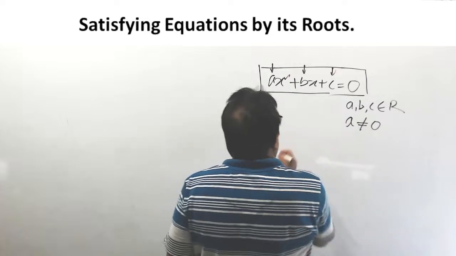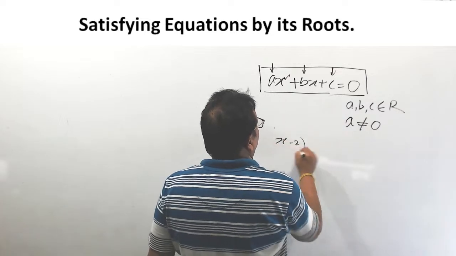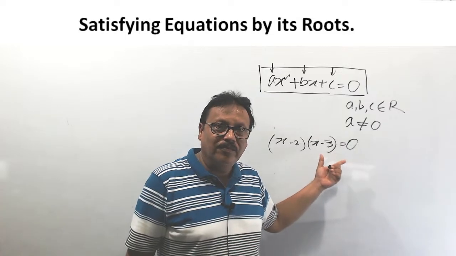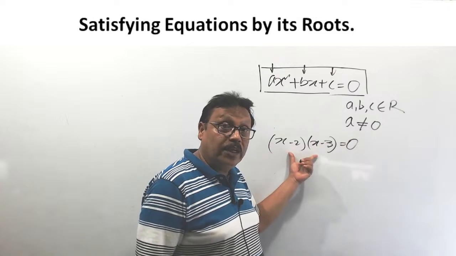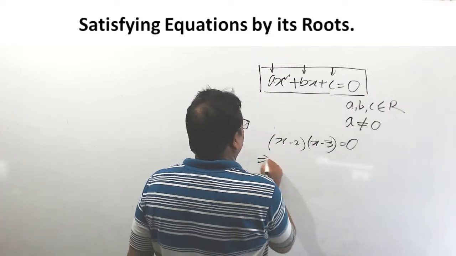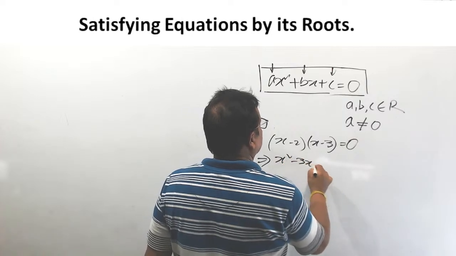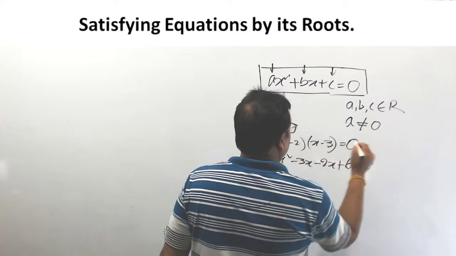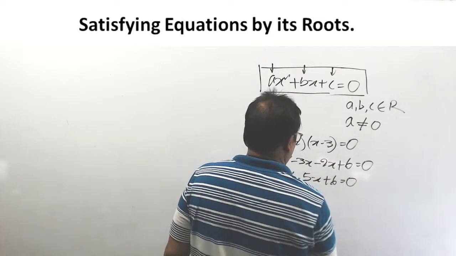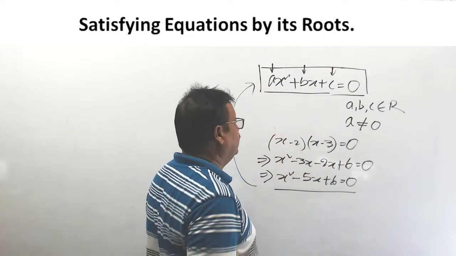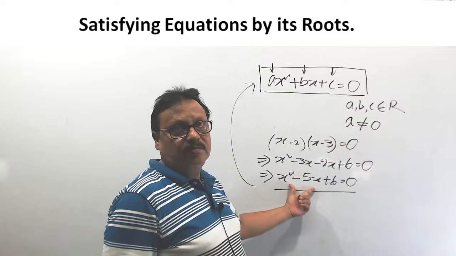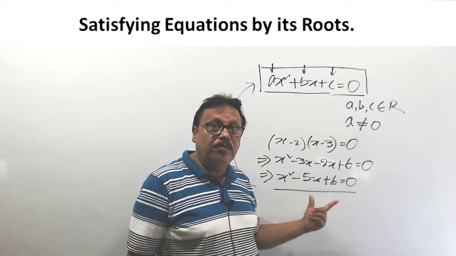So, consider one quadratic equation, say x minus 2 into x minus 3 equals to 0. First tell me, is it quadratic? Of course it is a quadratic equation, but not in standard form. Multiply: x square minus 3x minus 2x plus 6 equals to 0. This implies x square minus 5x plus 6 equals to 0. Now it is in standard form. You have to convert it into this standard form. Now, what are the roots? Roots means the real number values of x.